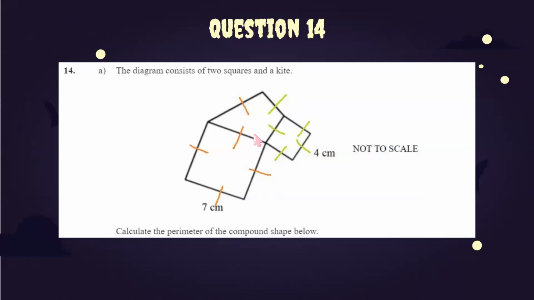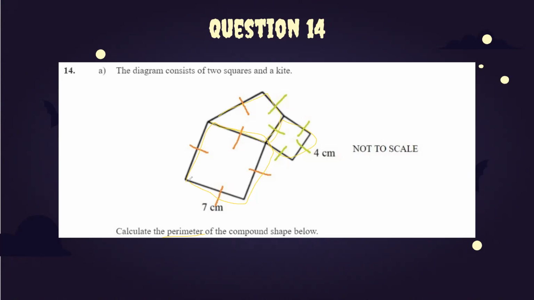14a. The diagram consists of two squares and a kite. The question wants us to calculate the perimeter of the compound shape. So there are two squares here, one square and two square, and a kite here.